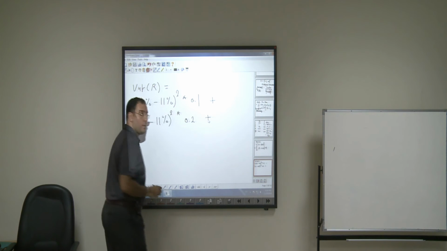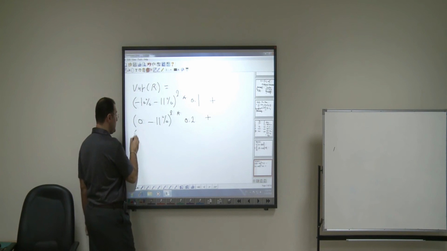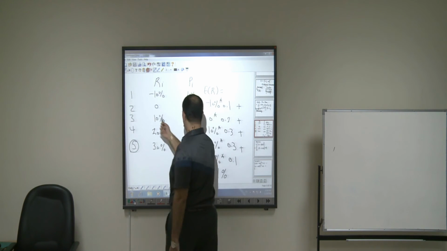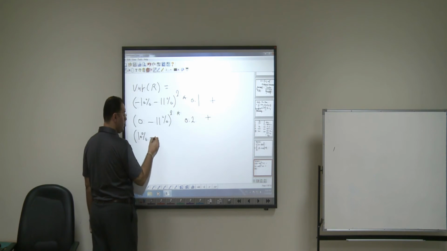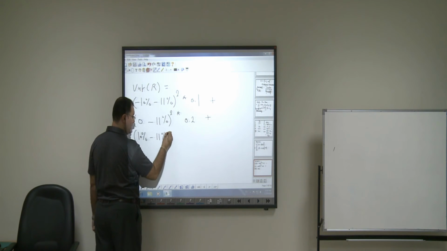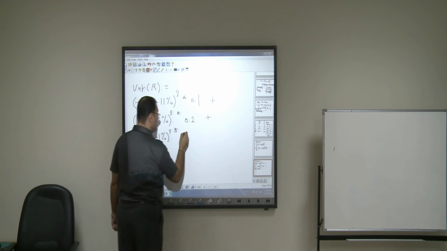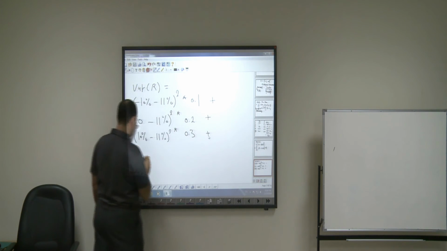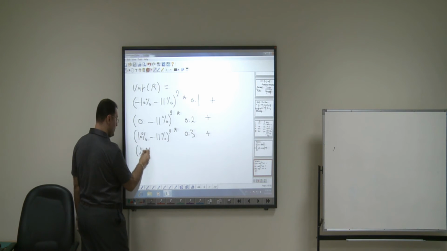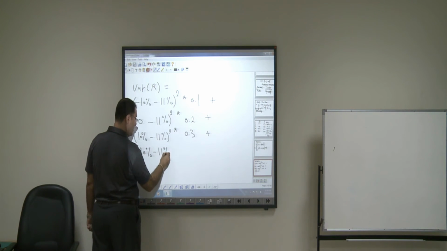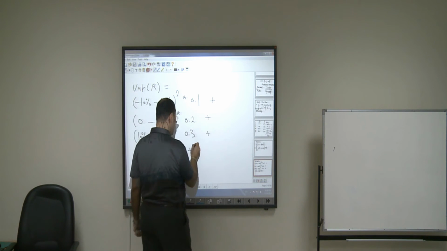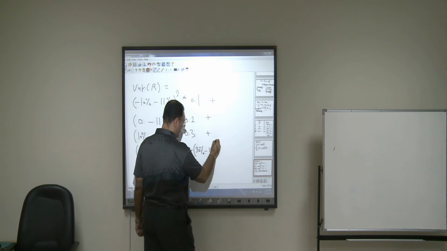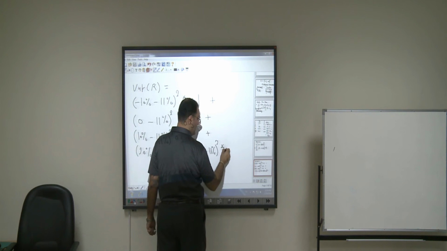Plus 10% minus 11%, squared, times 0.3. Plus 20% minus 11%, squared, times 0.3 as well. Plus 30% minus 11%, squared, times 0.1.